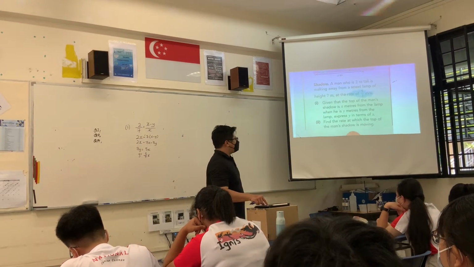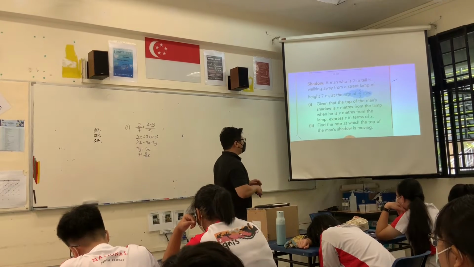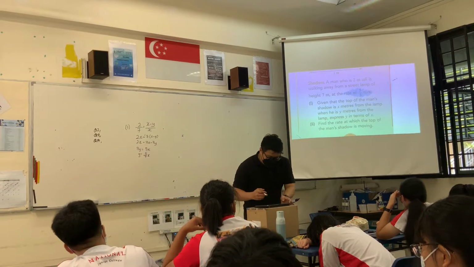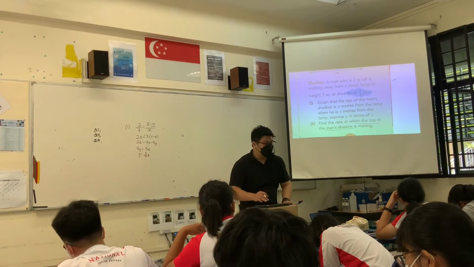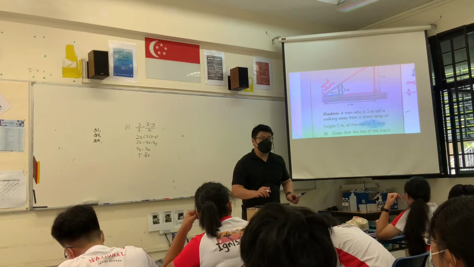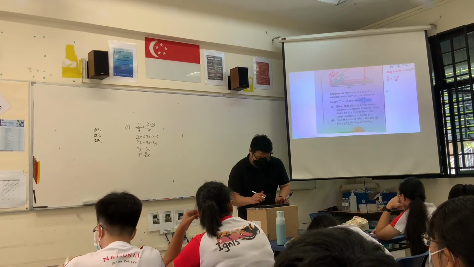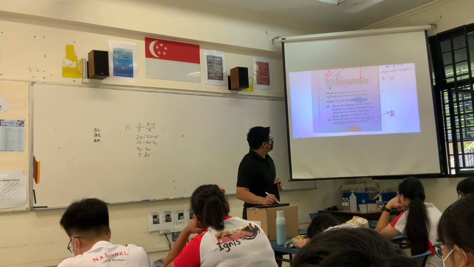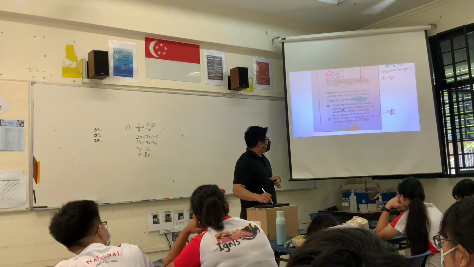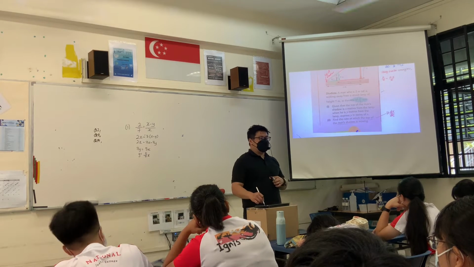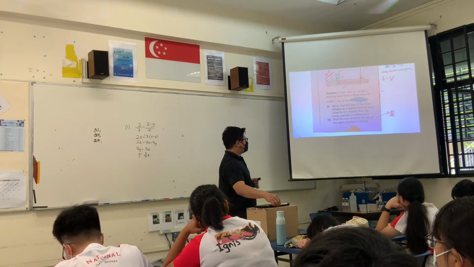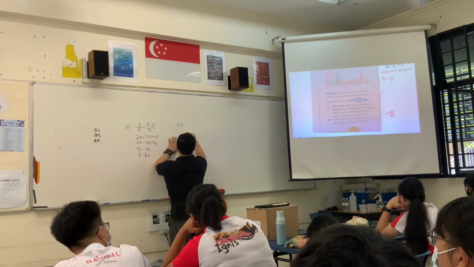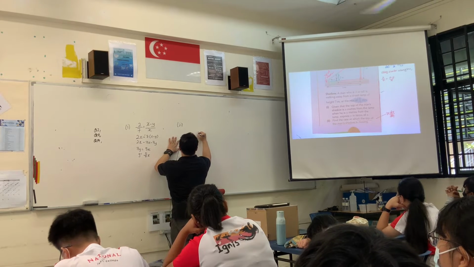Find the rate at which the top of the man's shadow is moving. So which derivative are they asking for? Find the rate at which the top is moving. The x, correct. They want dx/dt, right, because the top of the shadow is x. They are asking for dx/dt. So they need dx/dt. The one that gets me the marks is dx/dt.